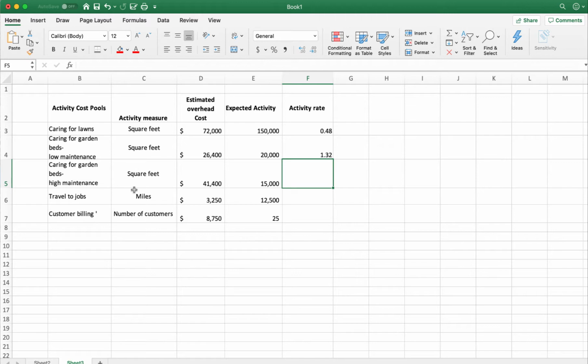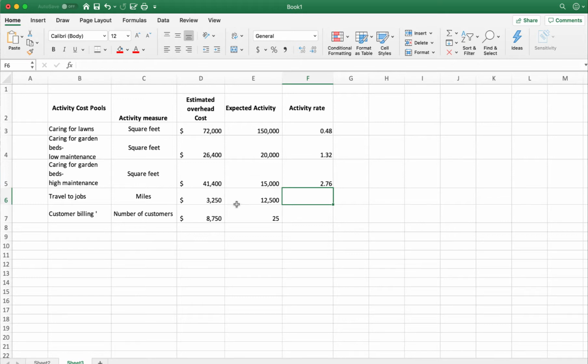We have the same thing for high maintenance garden beds, right? Maybe high maintenance garden beds require different overhead, or different activities are consumed. Different overhead activities are consumed by the fact that it's a high maintenance garden bed. I don't know. Anyways, we take the estimated cost, which we think is going to be about $41,400, and we divide it by our activity, 15,000, right? For the summer or season, whatever, we expect that we're going to have to care for 15,000 square feet of high maintenance garden beds. We do the same thing for travel, right?